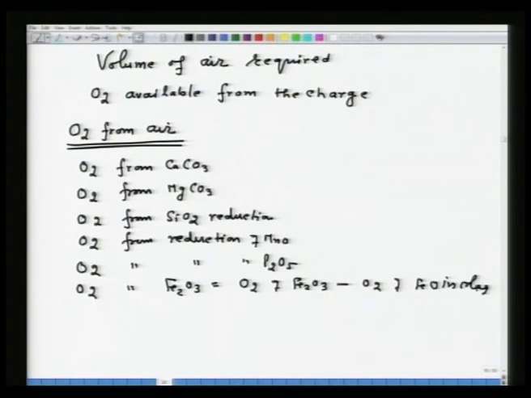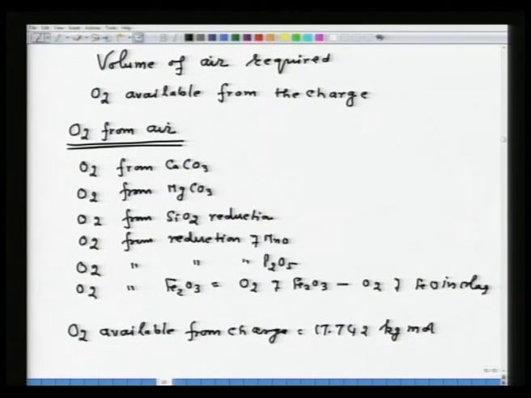So, that is how all these calculations have to be made. For example, oxygen from CaCO3, I think you can calculate these things. If we do that, the total oxygen available from the charge in this problem comes around 17.742 kg moles. That much is the amount of oxygen available from the charge.